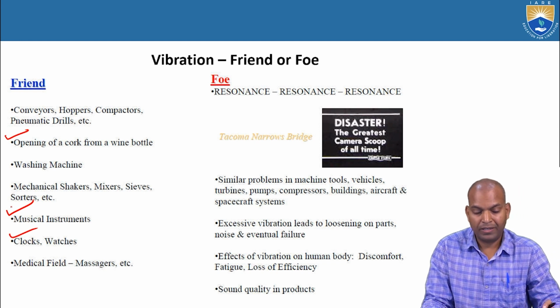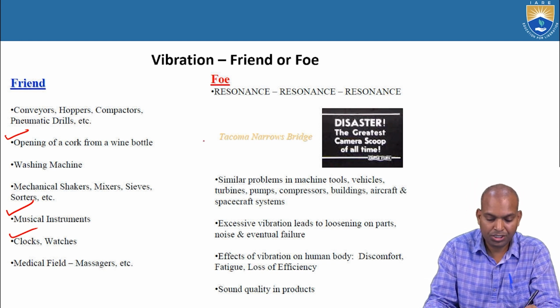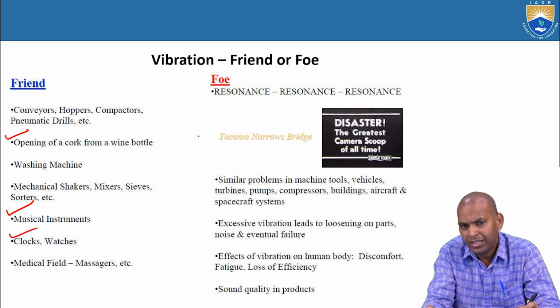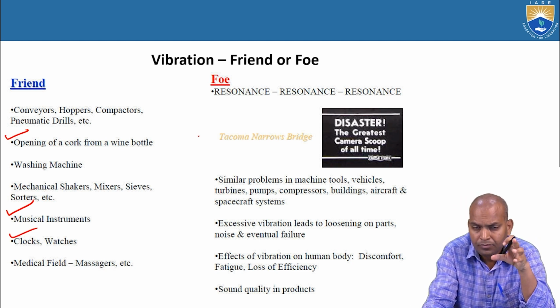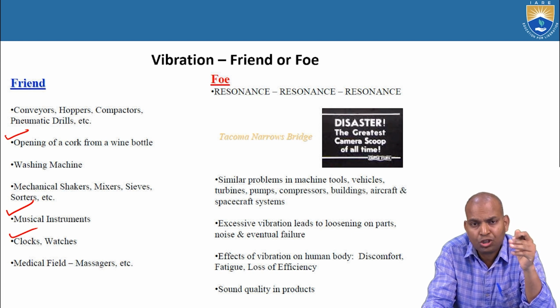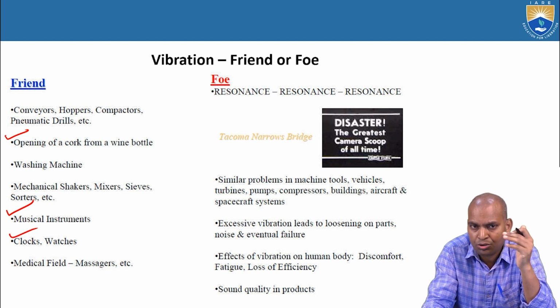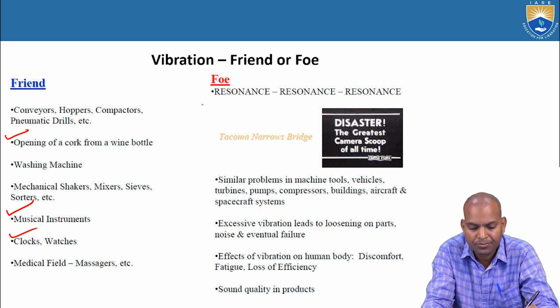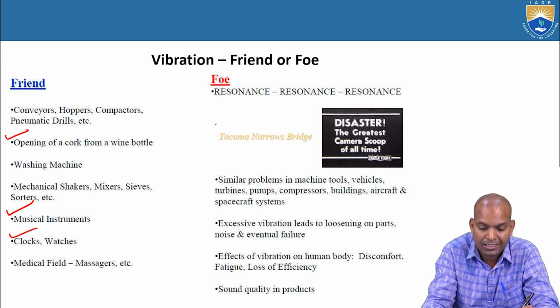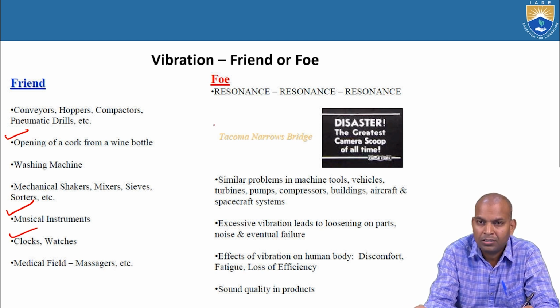These are all friendly vibrations. The vibrations that are suitable for our body are friends. The vibrations that harm our body are known as foes. That comes under the category of foe. Here the resonance phenomenon is in the foe category.